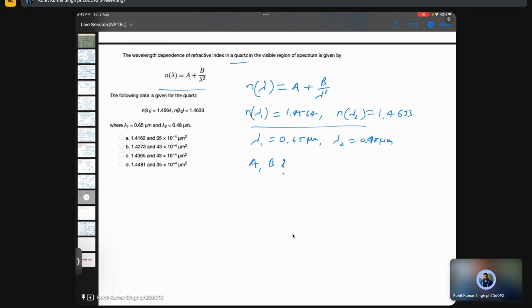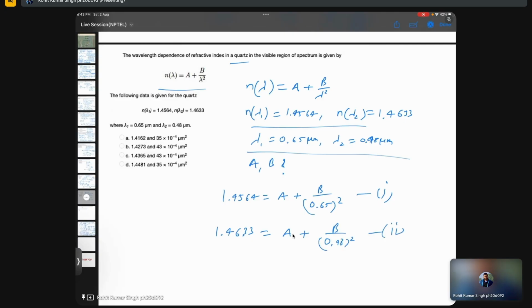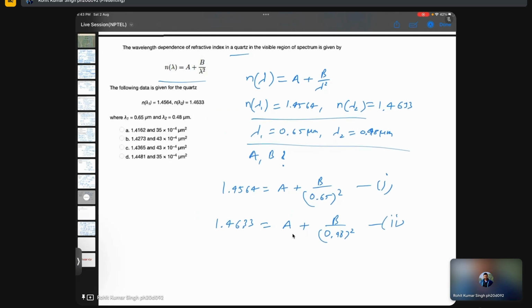So we can write this equation for both values. 1.4564 is equal to A plus B by lambda square, which is this. So this is equation 1, and for the second one we can write 1.4633 equal to A plus B by 0.48 square. This is the second equation, right? Now you have two equations and two unknowns, you can easily solve them, right? Should I leave it or should I solve it? Let me know.